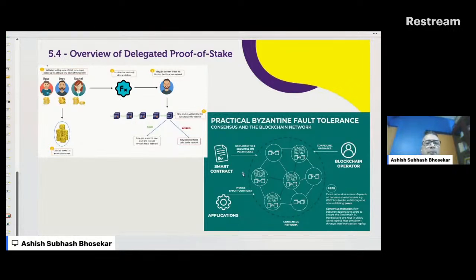On the other hand, practical Byzantine fault tolerance. I don't want to go again into too much depth. This shows how smart contracts are deployed to the peer nodes, and the smart contract is invoked, and the blockchain operator configures it, and then consensus messages flow between appropriate peers to ensure that blockchain transactions are kept in order, right? So this is how it is taken care of.